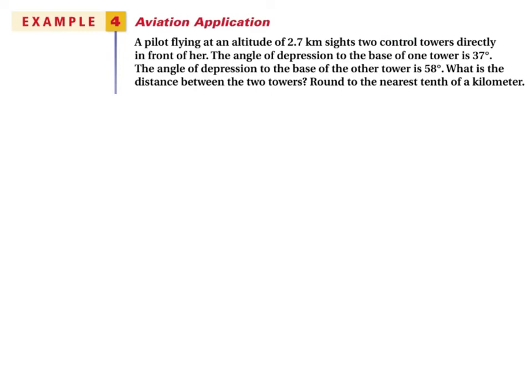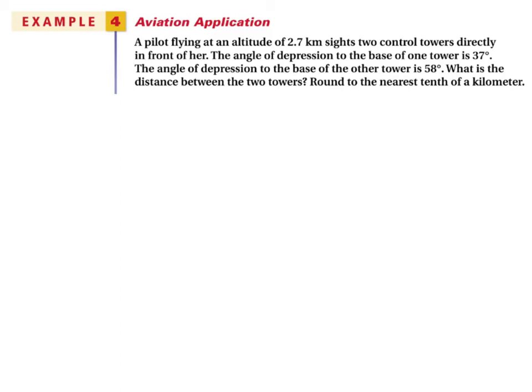In our last example, example 4, a pilot flying at an altitude of 2 7/10 kilometers sights 2 control towers directly in front of her. The angle of depression to the base of one tower is 37 degrees. The angle of depression to the base of the other tower is 58 degrees. What is the distance between the 2 towers? Round to the nearest tenth of a kilometer.